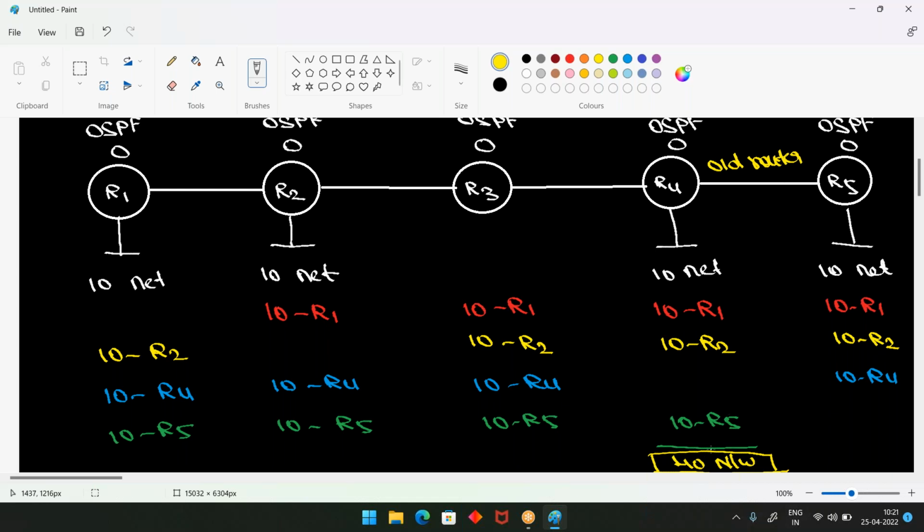So R4's memory capacity is not good. R4 router is not able to store the 40 networks. Assume like this. R4 cannot store the 40 networks in its routing table here. Then what can we do here? What can we do, guys? Tell me now, anyone.